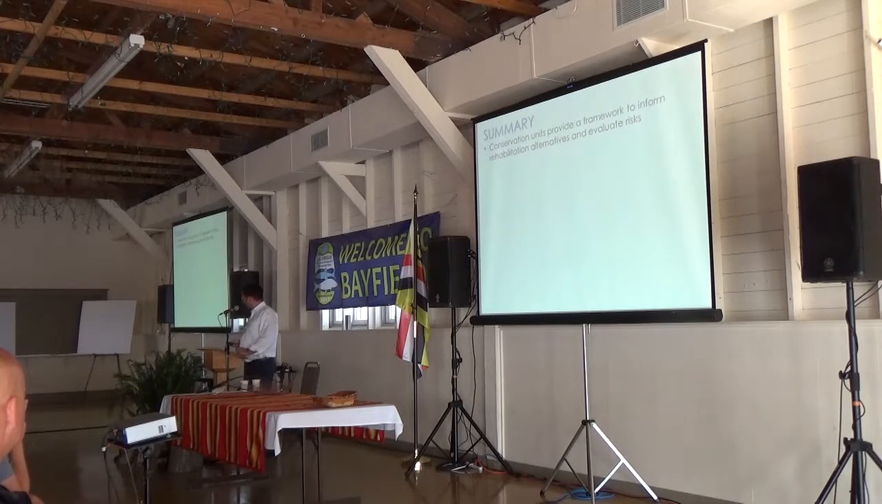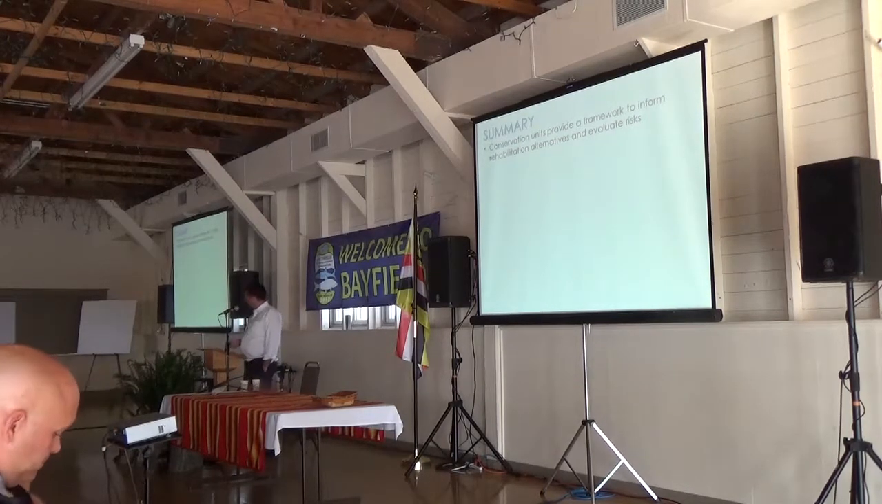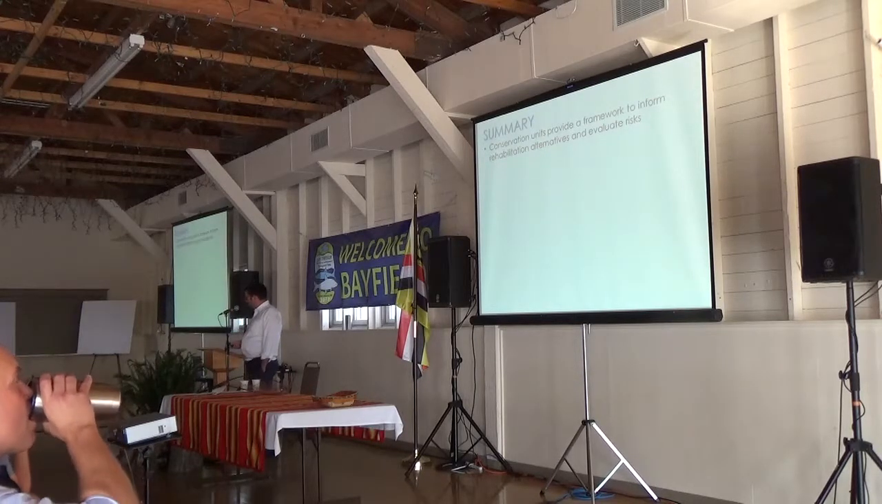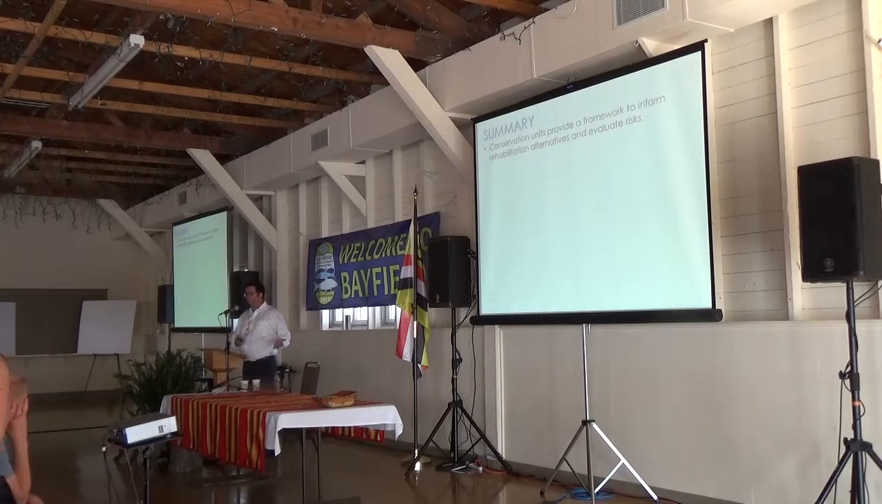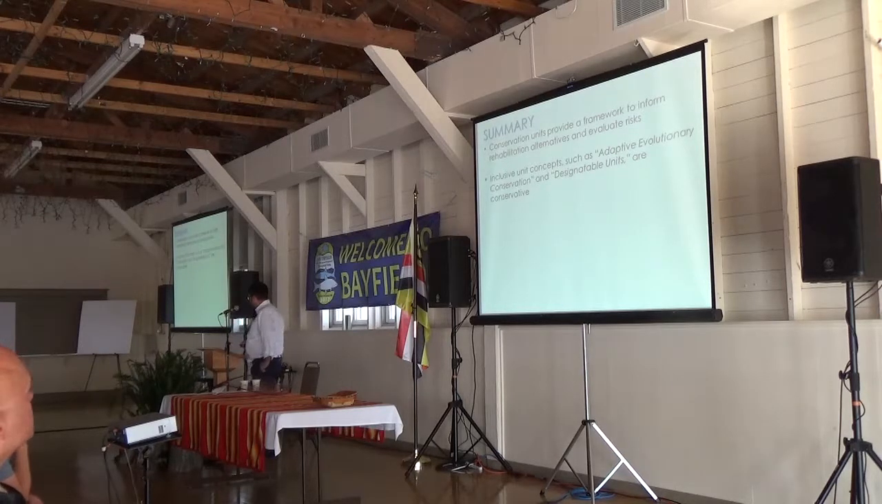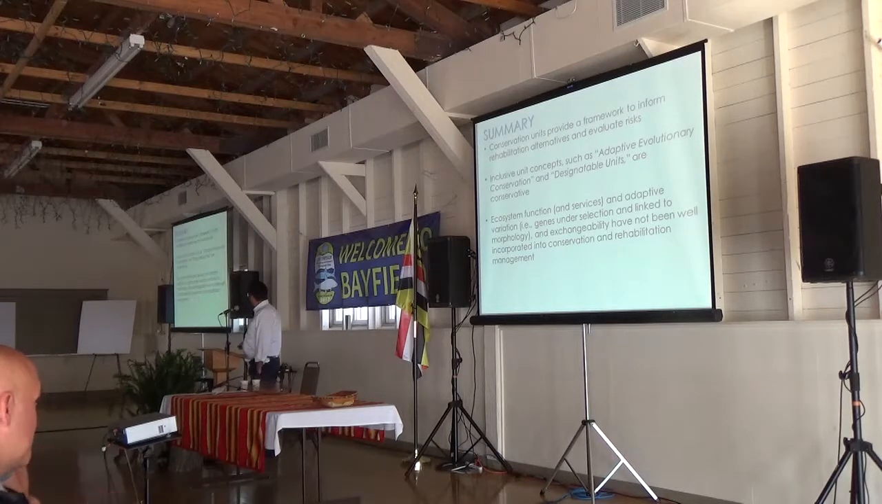And so just to summarize, conservation units can provide a framework to inform rehabilitation alternatives. The idea is you can attach risks to these kinds of data and scenarios to help inform that management planning. Inclusive concepts like adaptive evolutionary conservation, which I didn't talk about, and the DU concept are very conservative because they consider all kinds of pieces of evidence: trophic evidence, ecological evidence, genetic evidence, all of those kinds of things, to make designations about forms for conservation and rehabilitation.